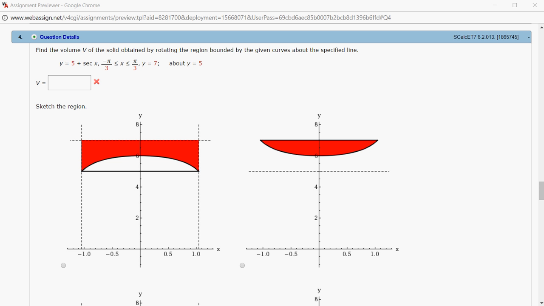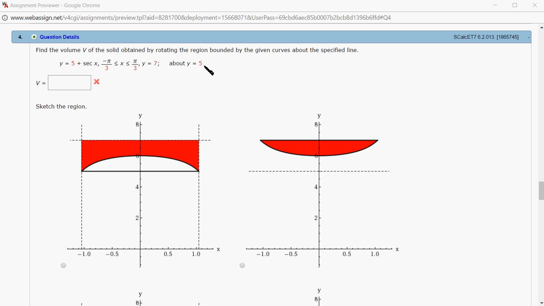Alright, let's look at homework 6.2, problem number 4. We want to find the volume of a solid of rotation obtained by rotating the region between y equals 5 plus secant of x and y equals 7, between negative pi over 3 and positive pi over 3, about the axis of rotation y equals 5.